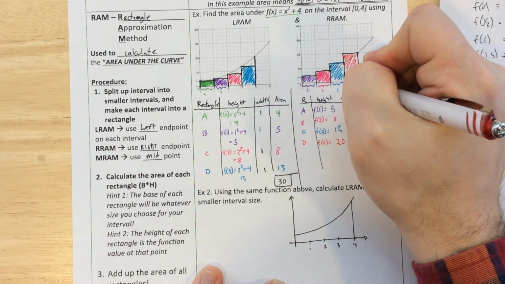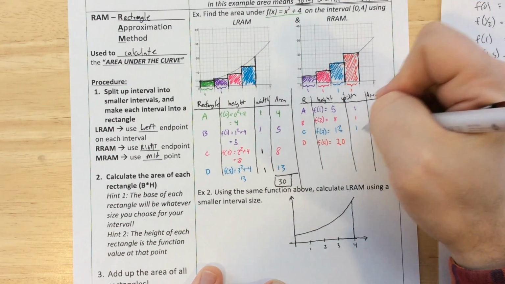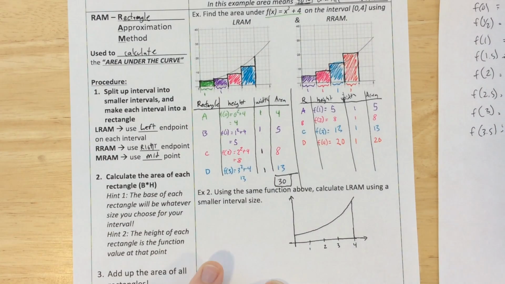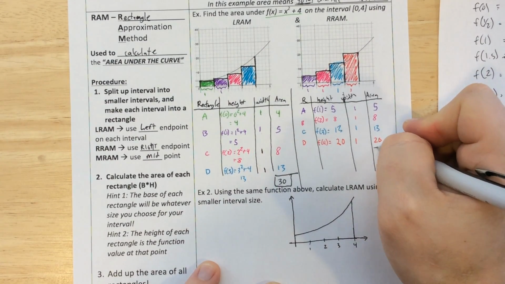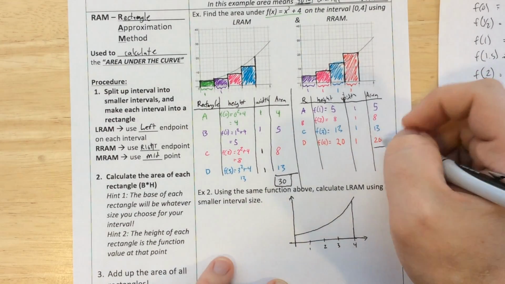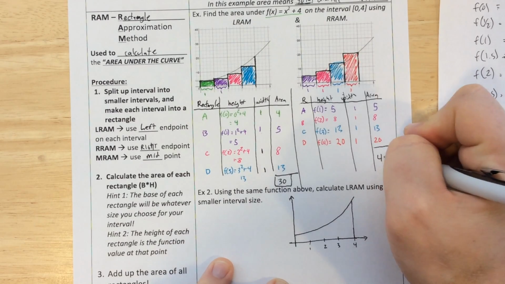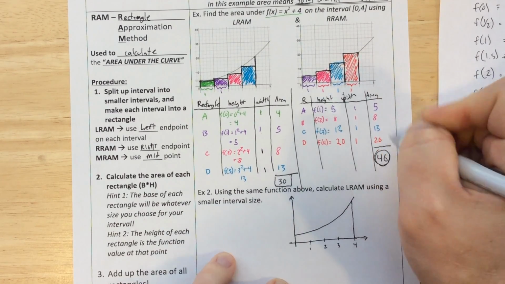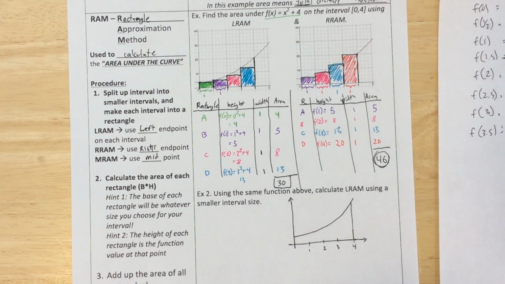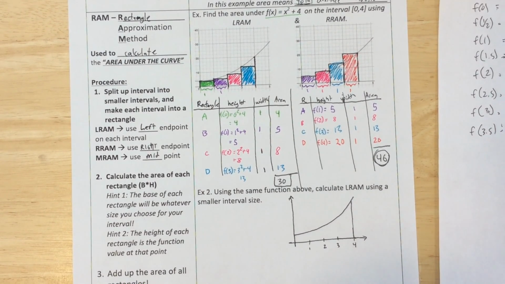The width of this rectangle has remained 1. 20 times 1 is 20. And if we add up all of those numbers, 5 plus 8 is 13, plus 13 is 26, plus 20 is 46. So using my left rectangles, I got an area of 30. Using my right rectangles, I got an area of 46.